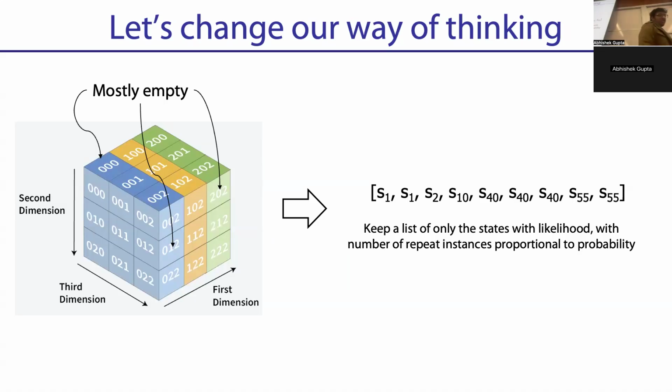basically you're leveraging the fact that you're only keeping track of things where there's probability. You're not keeping track of any of the empty bins, right? And you're putting more particles where there's more probability and fewer particles where there's less probability. That's it.